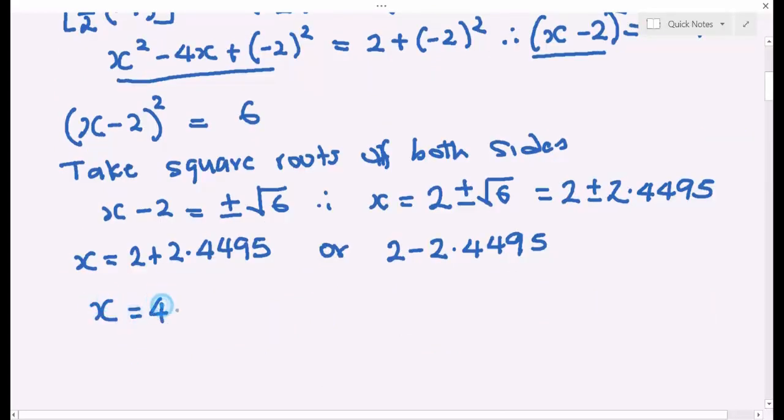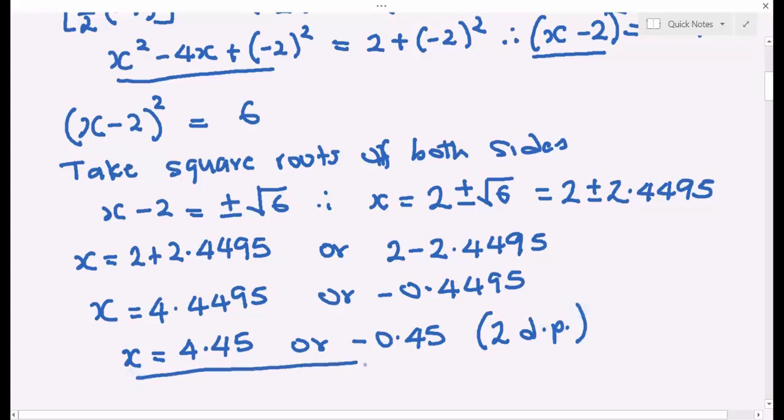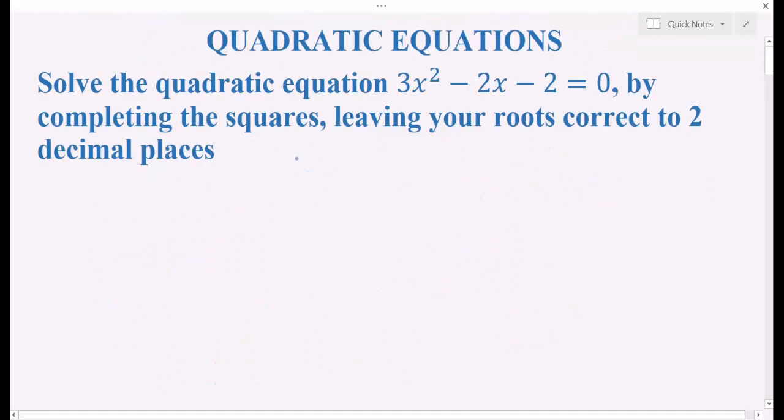And this will give us x is equal to 4.4495 or minus 0.4495. Remember, the instruction is we leave our answer correct to 2 decimal places. Our x is equal to 4.45 or minus 0.45. Leave your answer as the instructions say and indicate it to 2 decimal places. This is our answer. So we have another example.